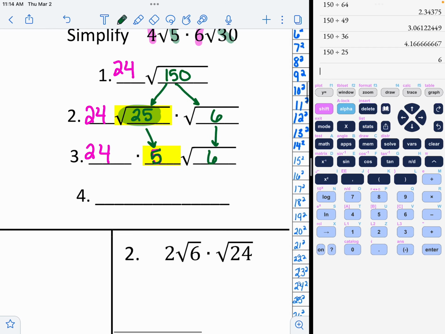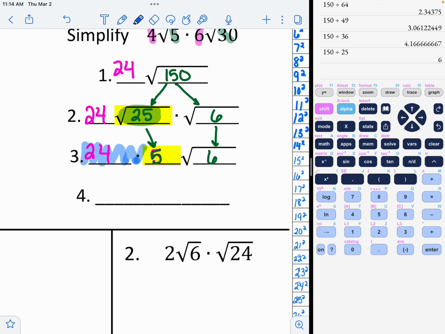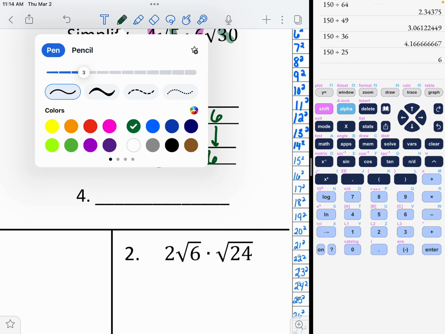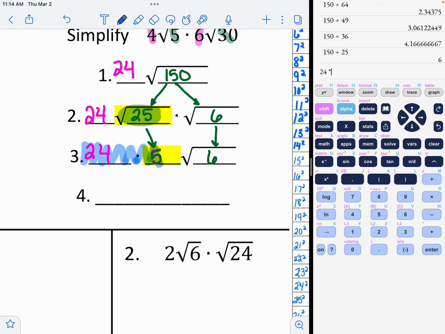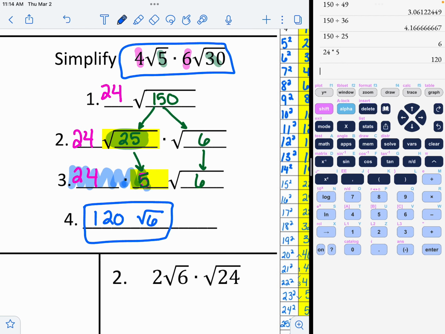The last thing I told you to do was multiply the outside numbers together. Sorry, I meant for that to be a blue highlight because it's kind of new. We're going to multiply these outside numbers together. So 24 times 5 gives me 120. And then the square root of 6 still drops down. So this entire beginning problem becomes 120 square root of 6.